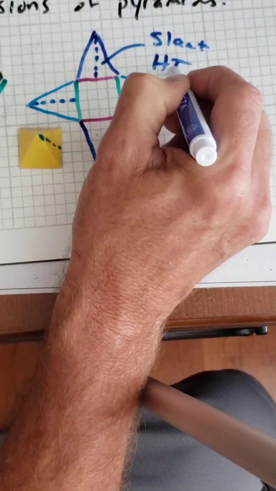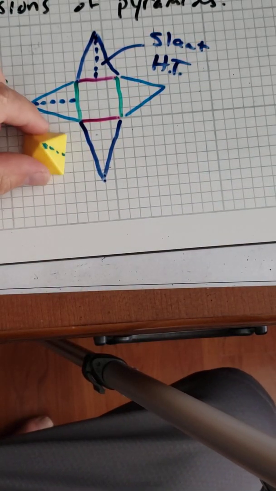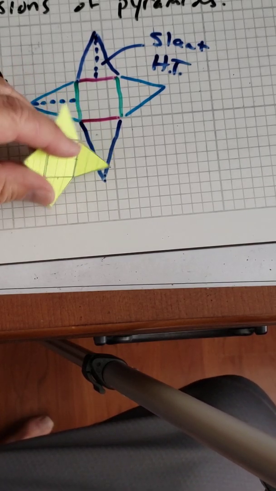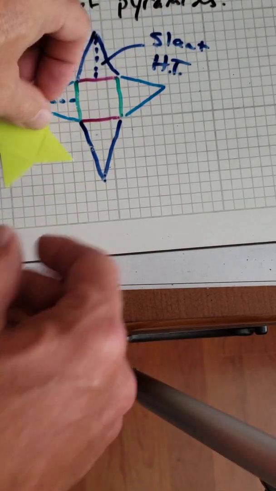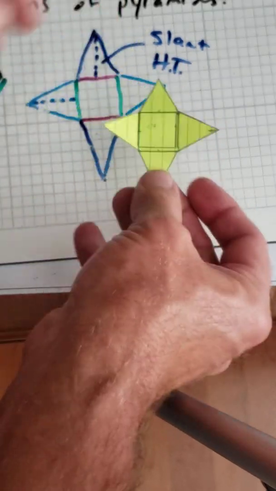Okay, and we're going to take a look at what other types of heights are here. Okay, so that's the slant height. So what I have over here is the net of a pyramid. Okay, so there's the net of a pyramid, and it looks pretty similar to that one.